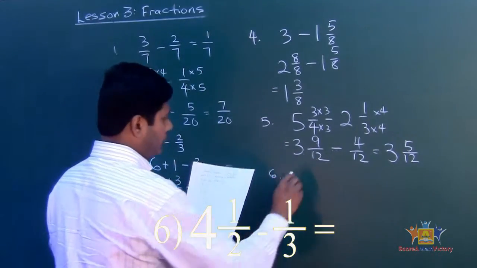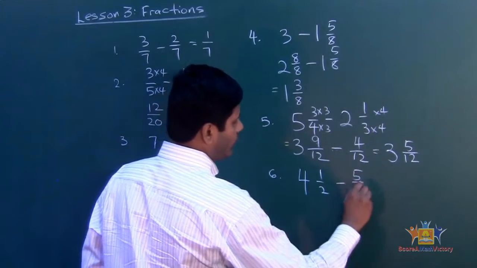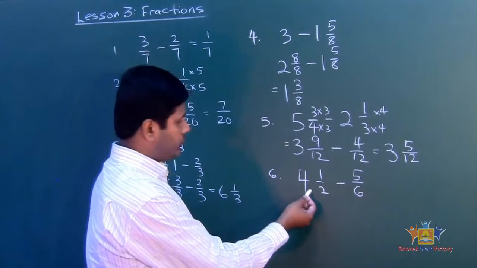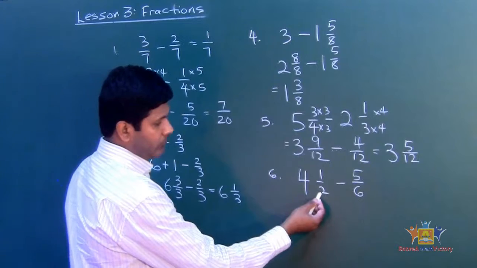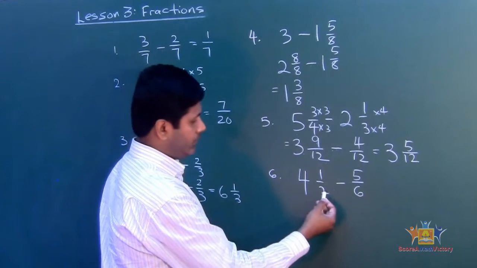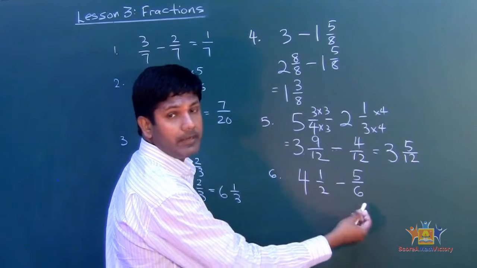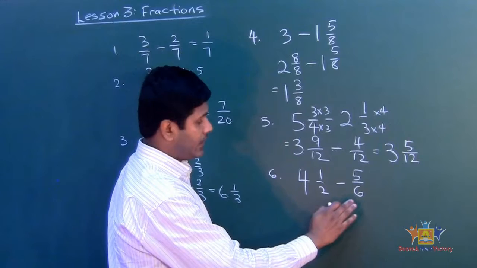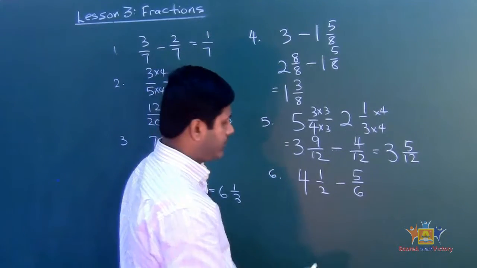Problem number 6, you've got 4, 1 over 2 minus 5 over 6. Okay, so you have no whole number to subtract the 4 with, so you can leave the 4 the way it is, but you've got 2 fractions to subtract. All right, but the denominators are not the same, so I've got to find the common denominator. Always look between these two. Can I make one of them common? 6. So 6 will make the lowest common multiple.